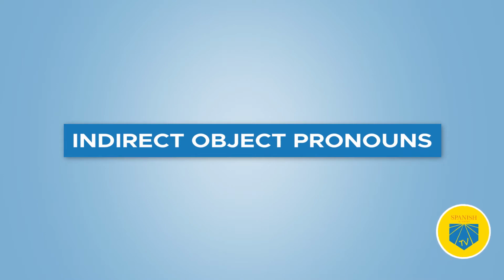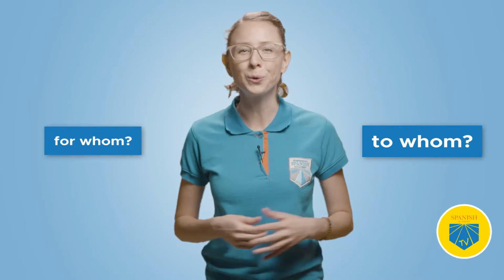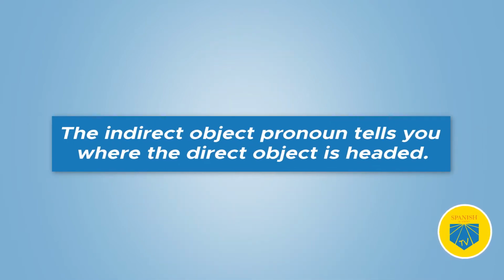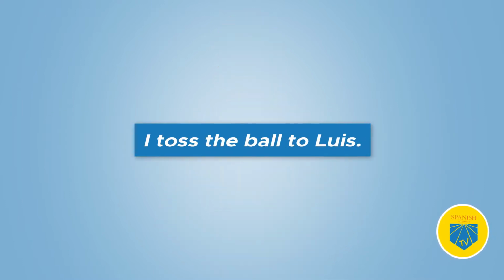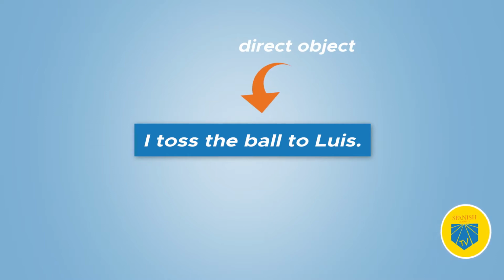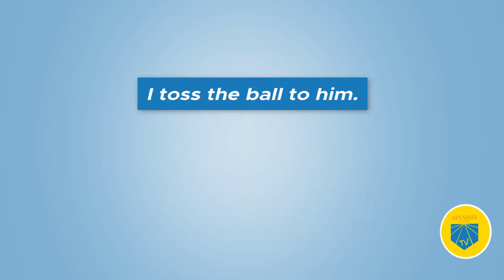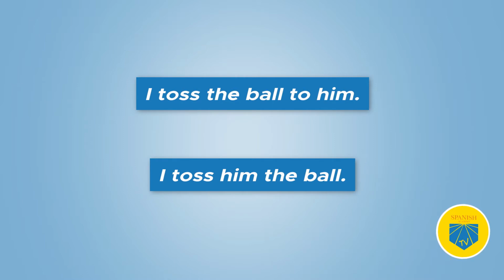Indirect object pronouns. The indirect object answers the question to whom or for whom. It tells you where the direct object is headed. Let's see some examples. I tossed the ball to Louis. The direct object is the ball, but to whom is the ball being tossed? Louis is the indirect object. Now, without using Louis's name, we would say, I toss the ball to him, or I toss him the ball.